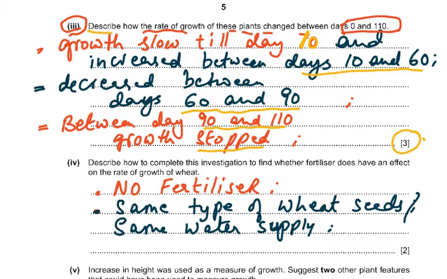So whenever it's a describe, it means no biology, and you have to just give me points from the graph. You just have to look at the graph and tell me what the graph is telling you. So describe how the rate of growth of these plants changes between day 0 and 110.